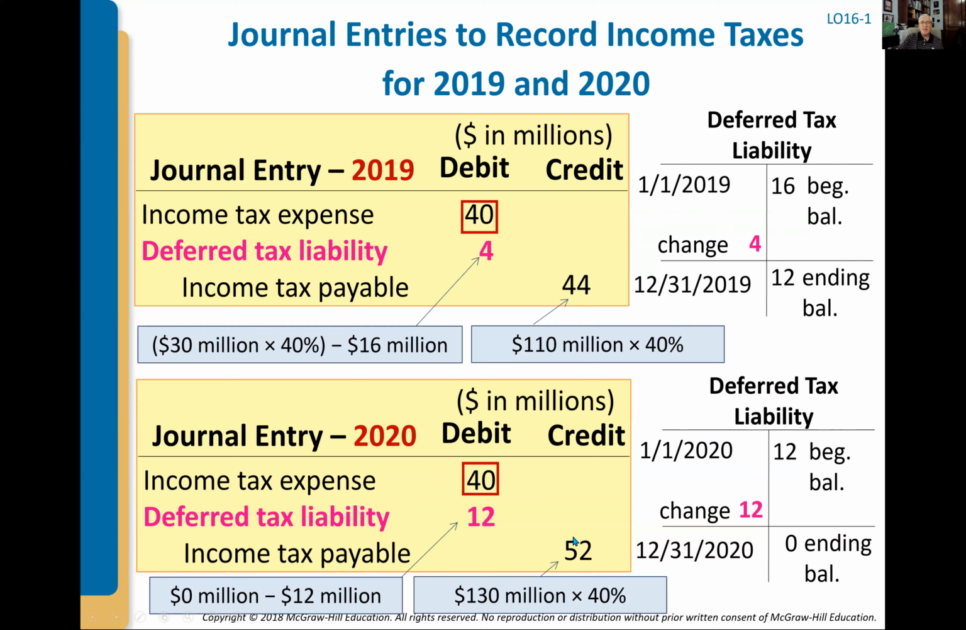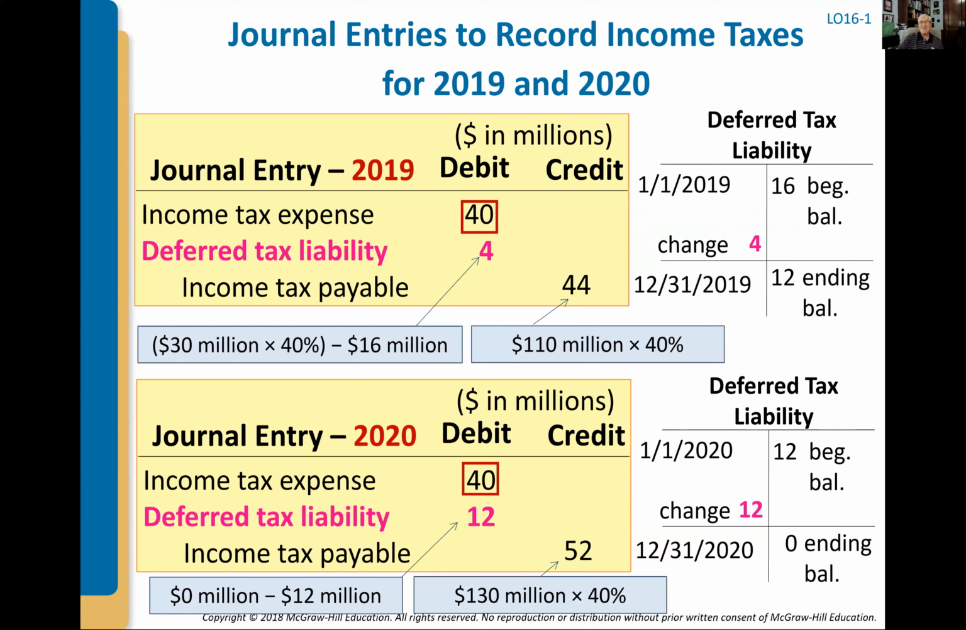times 40%, 52 million. Step 2, look at my deferred tax liability. I need to be at 0. I got a $12 million credit balance. How do I change a $12 million credit balance to a 0 ending balance? $12 million debit. It offsets that. So now I have a $12 million debit in my journal entry.